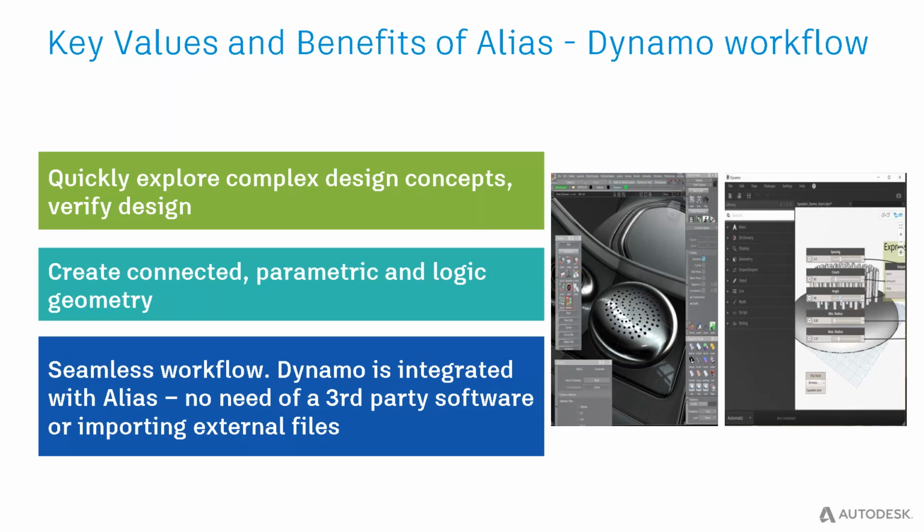With Dynamo, we have connected parametric and logic geometry. There is no discrepancy. It's all controllable. Of course, it's very demanding because you need to put in a lot of initial information in order to get this logic, but it really pays off, and it's a seamless workflow. Dynamo is integrated with Alias, and you have no need of any third-party software to import external files or anything like that. Of course, the Dynamo file itself is a separate file, but it's not geometry. It's the logic stored in that file, right?